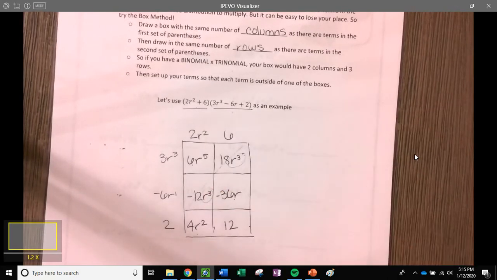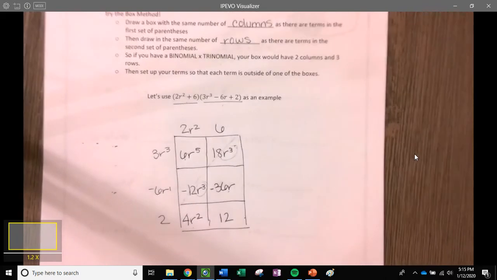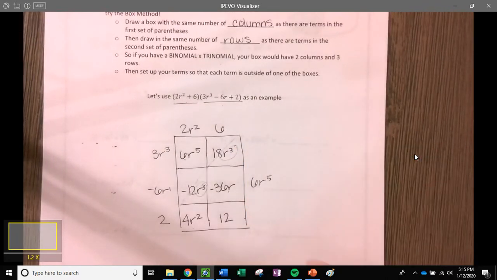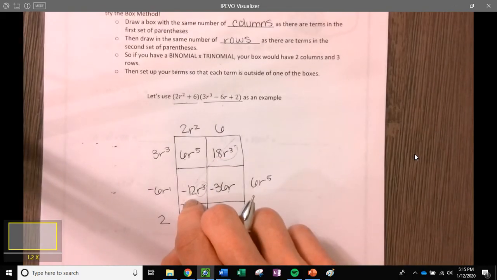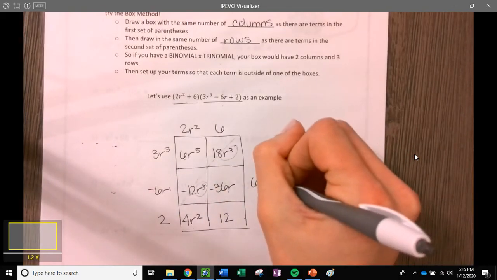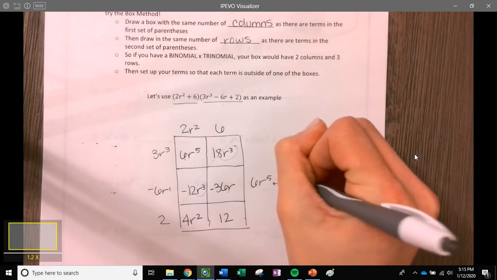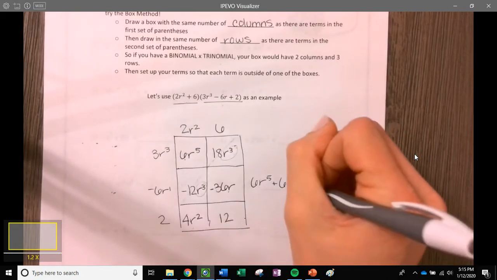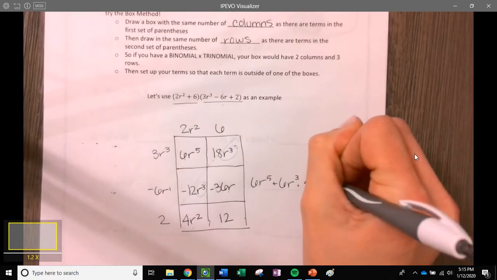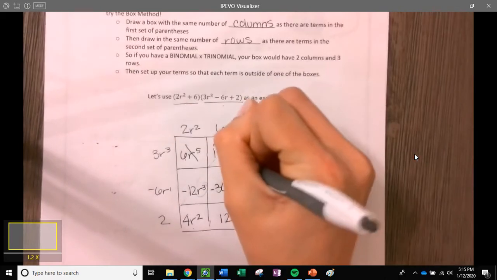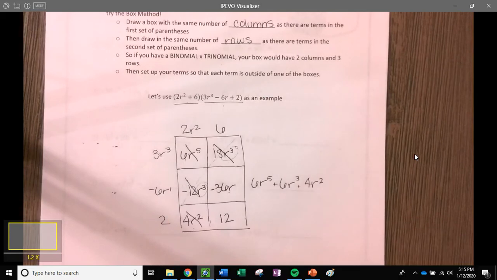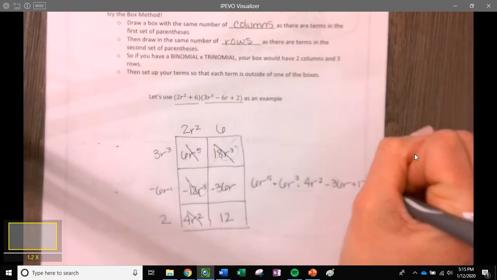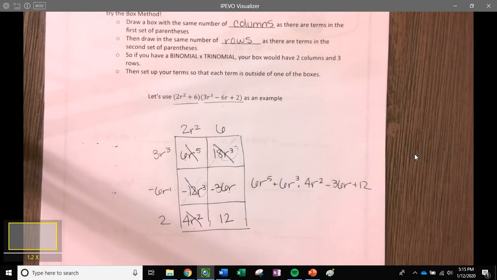We're going to go in descending order as we list out our answer. So we'll have 6r to the 5th. 18 minus 12 is going to give me 6r to the 3rd. Then I've got 4r squared. And you can go through and cross these off as you're using them, so there's no confusion. Minus 36r plus 12. And that's the answer, folks.